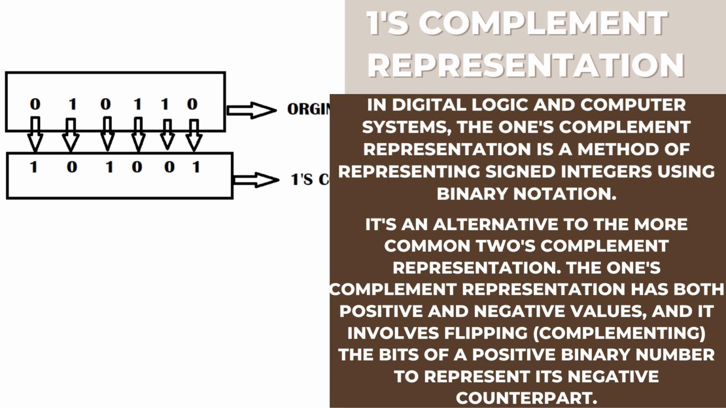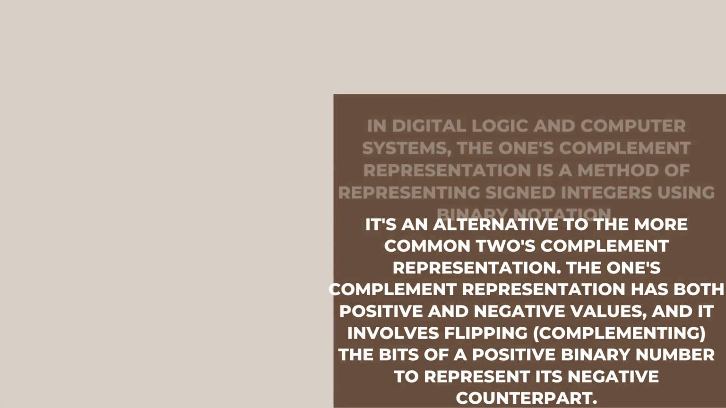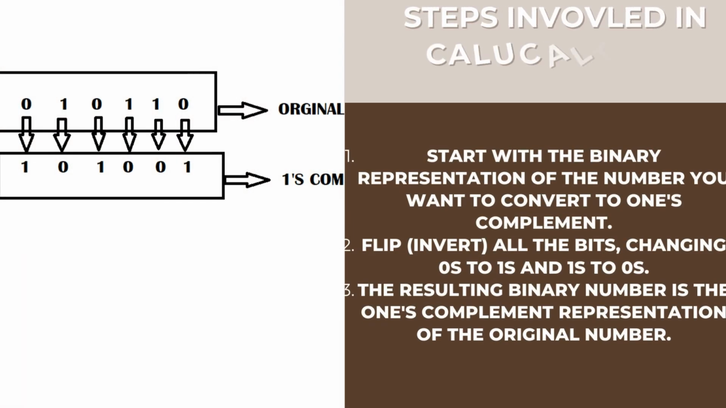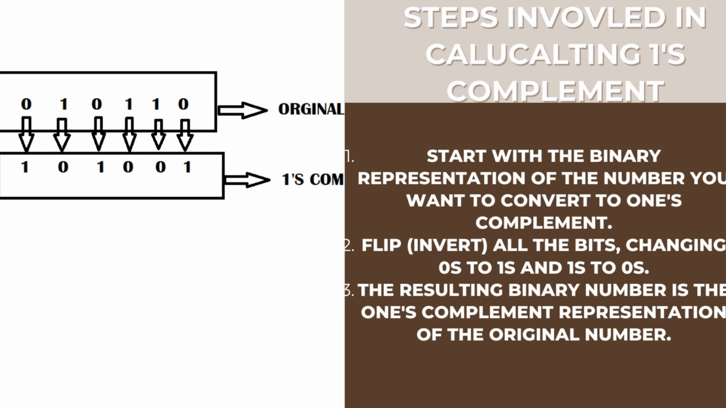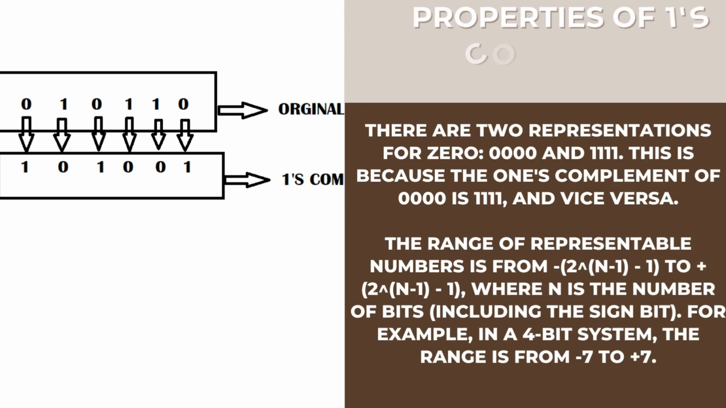Steps involved in calculating ones complement. Start with the binary representation of the number you want to convert to ones complement. Flip all the bits, changing zeros to ones and ones to zeros. The resulting binary number is the ones complement representation of the original number.